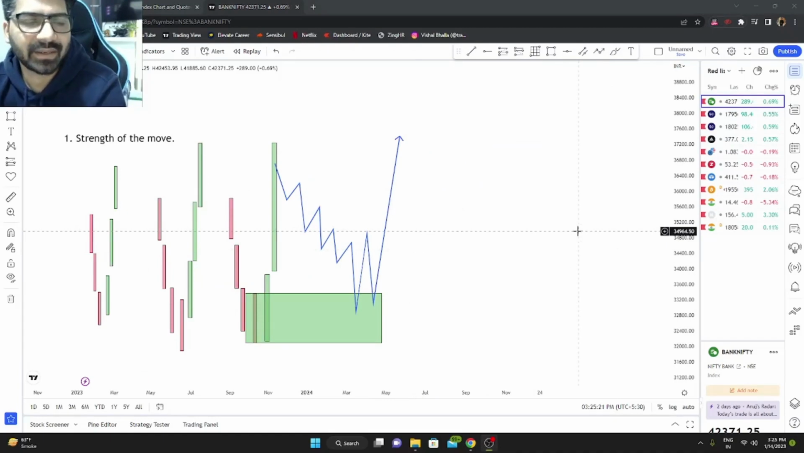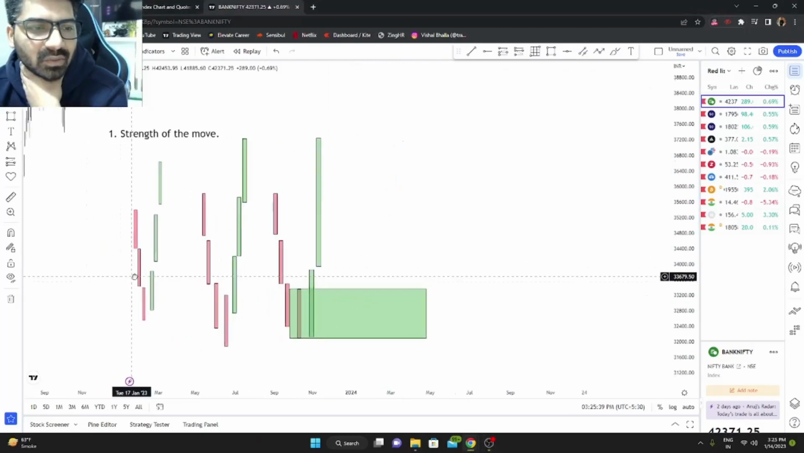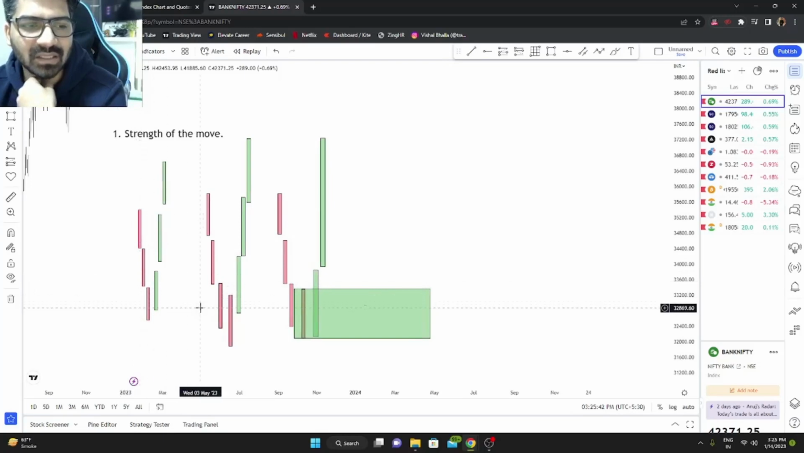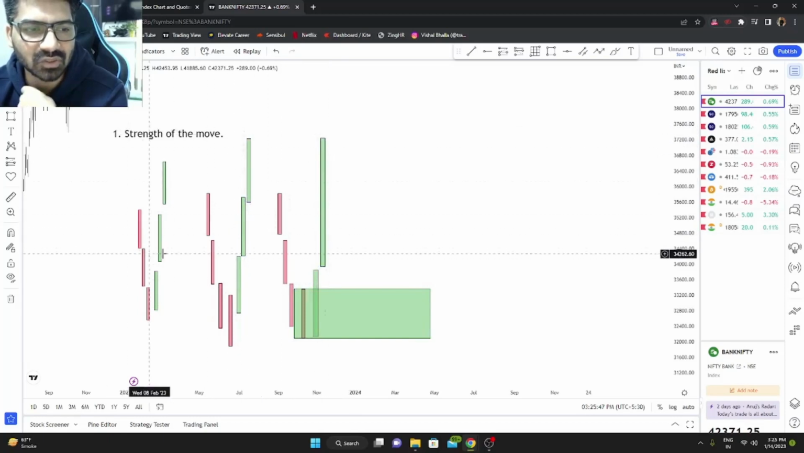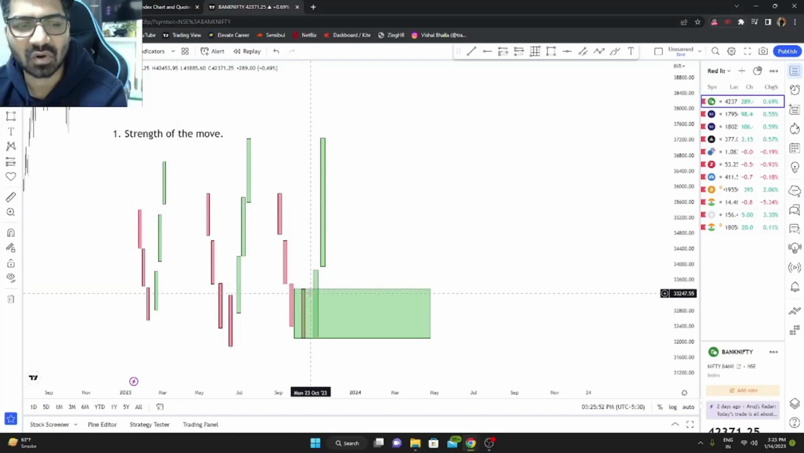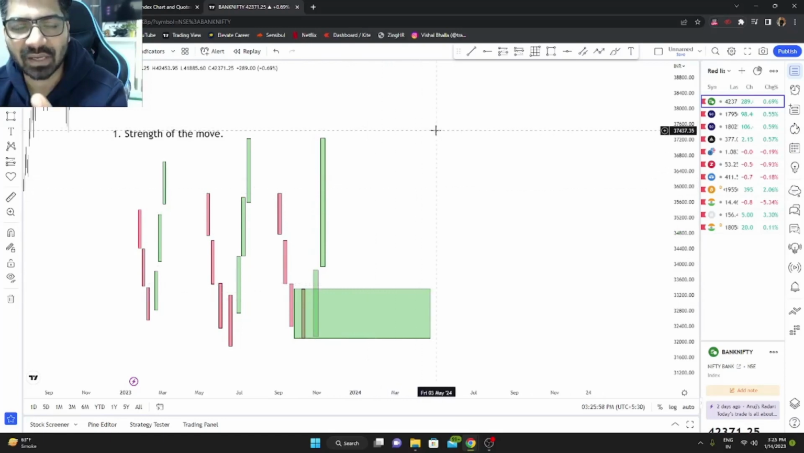So the first criterion on the basis of which I identify the demand zone and the supply zone is the strength of the move. So what exactly is the strength of the move? How powerfully the market has gone up or come down. Clearly, if you see this picture, let me remove this, you can clearly see the aggression, the strength in the move in this figure, right? Clearly, the market has gone up way better than these two figures. The market has gone up here also, but it is not as strong as this area. So this becomes our demand zone when the market is going up, and likewise you can identify the supply zone.